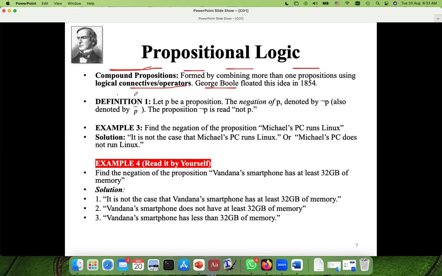Now let's see this definition. If we are representing a proposition with variable p, then the negation of p means the opposite of p. The negation of p we can represent with this symbol. This is the symbol for negation, just like that. This is negation.